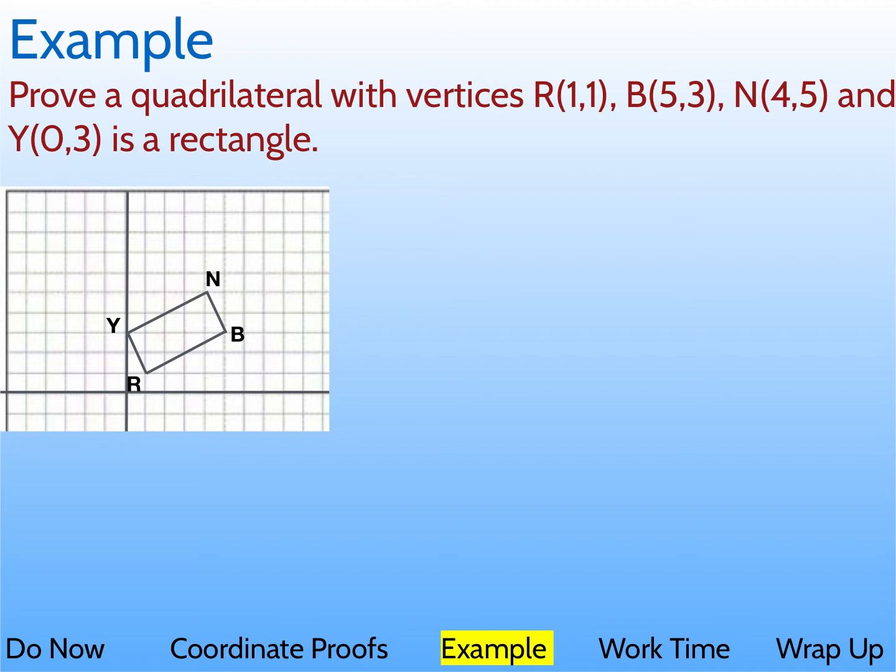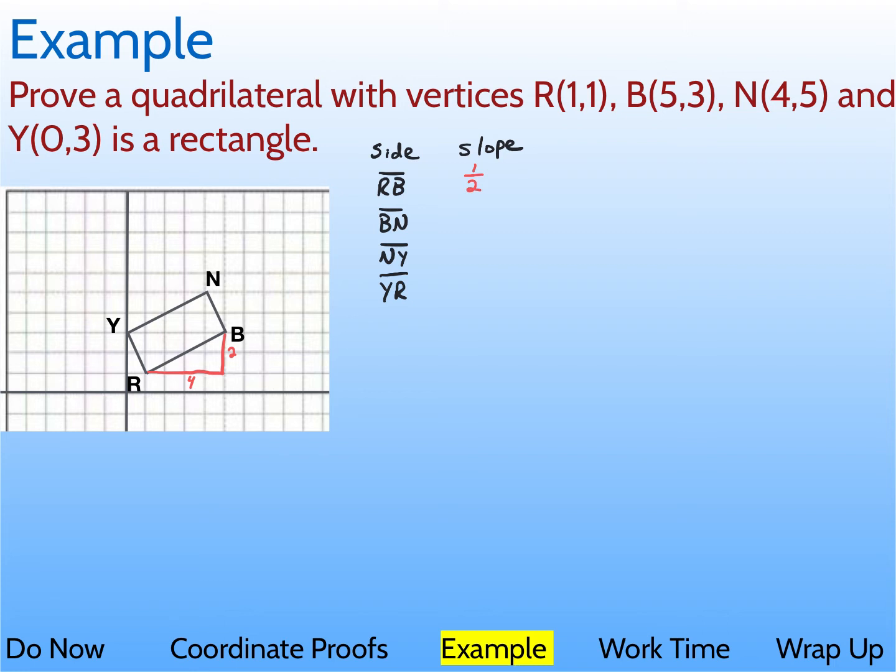So first we're going to prove that quadrilateral RBNY is a rectangle. And the way I'm going to do it is I'm going to use slopes, because I just think it's easier to find the slope of all four sides and then write a sentence explaining why it makes 90-degree angles. So if we look at side RB, count over, it goes over 4, up 2, so 2 over 4, or put a different way, 1 over 2.